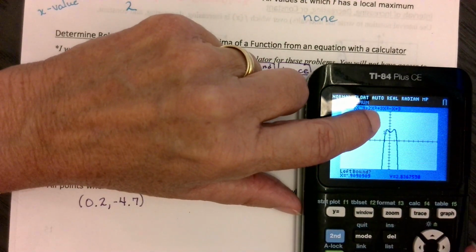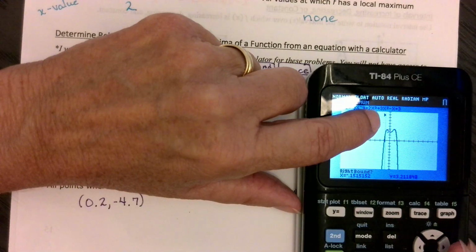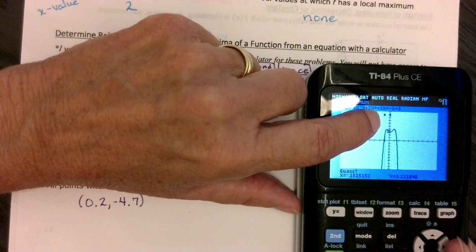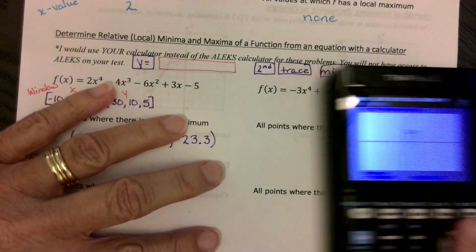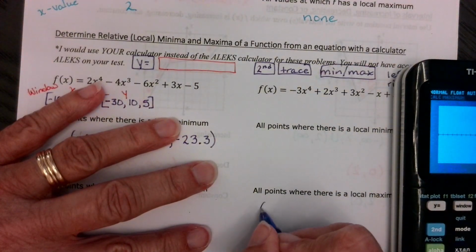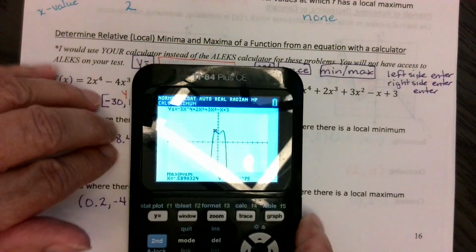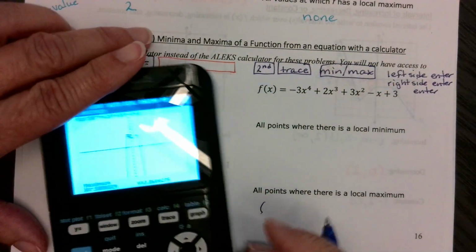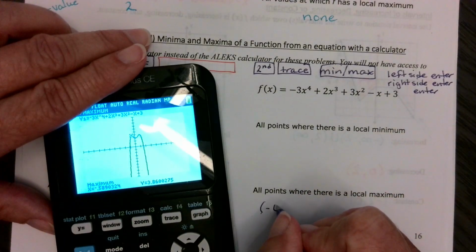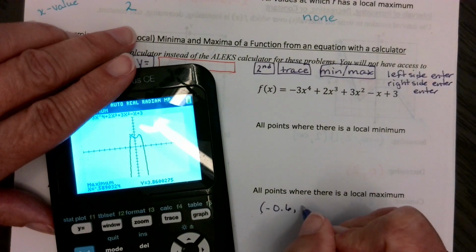I'm going to get this left hand maximum right here. So it's on the left hand side. I'm going to hit enter. Go to the right hand side, hit enter again. And I have one maximum at negative 0.6, 3.9.